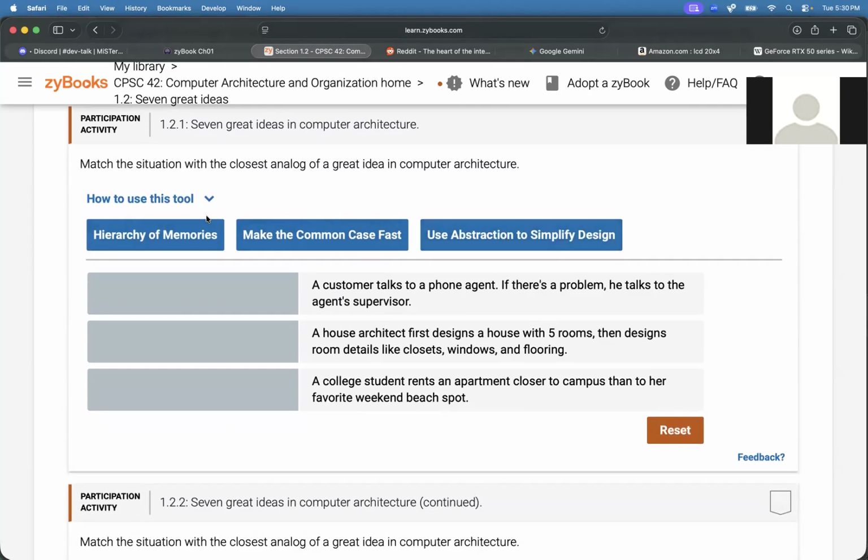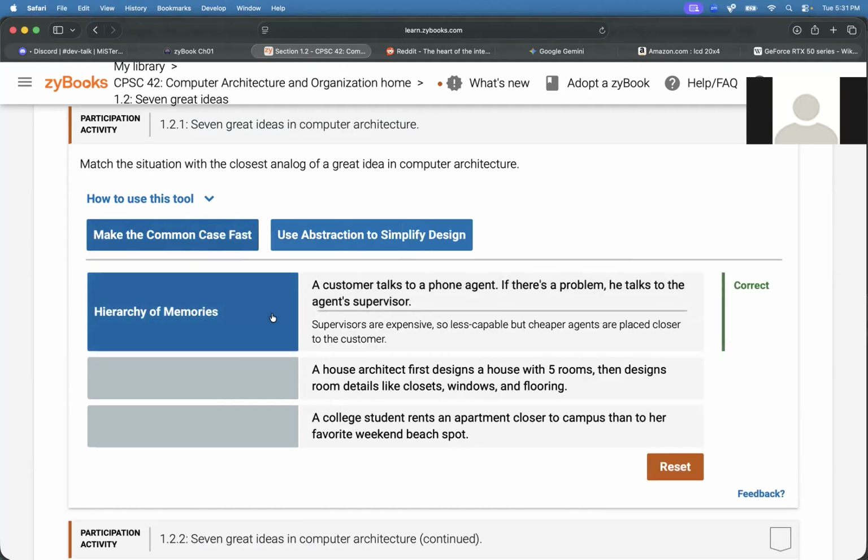Okay. So, you can do some exercises here. Hierarchy of memories. What's that like? Is that like when a customer talks to a phone agent? No. A house architect designs a house with 5 rooms, then designs details like closets, windows, and flooring. A college student rents an apartment closer to campus. That's not really a hierarchy of memories. Oh, I guess it is.